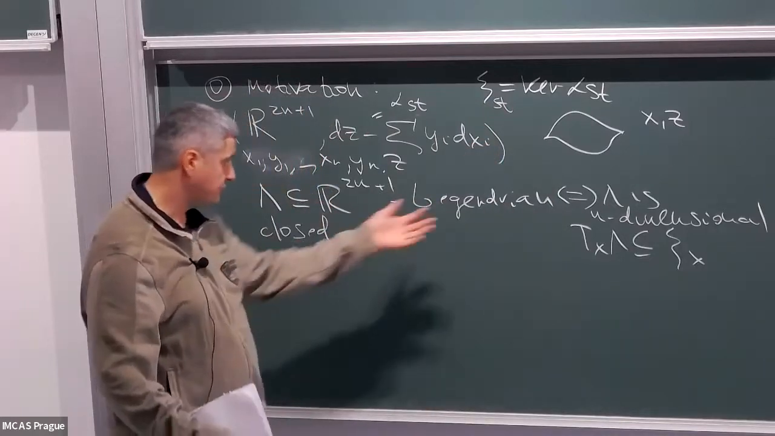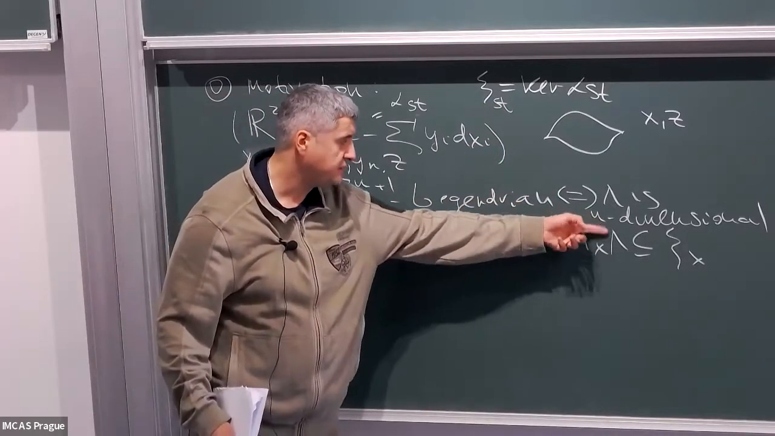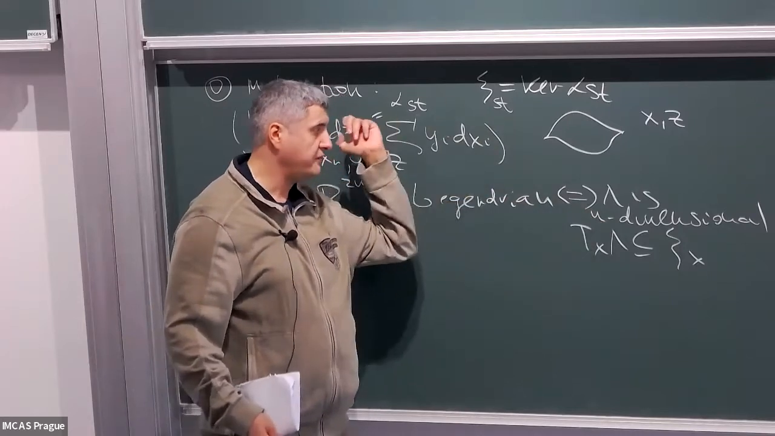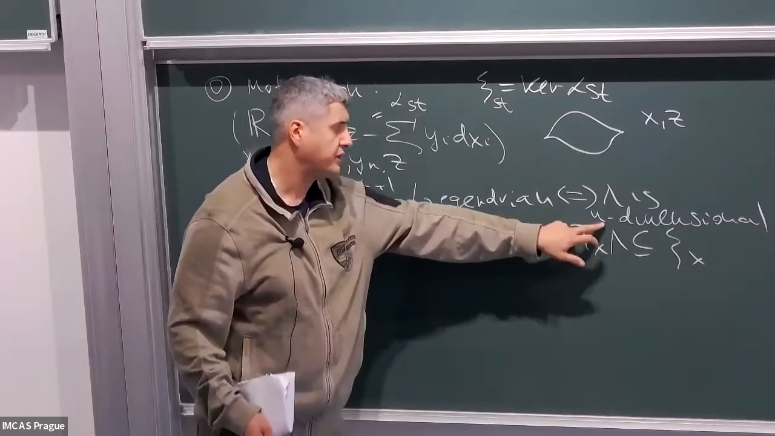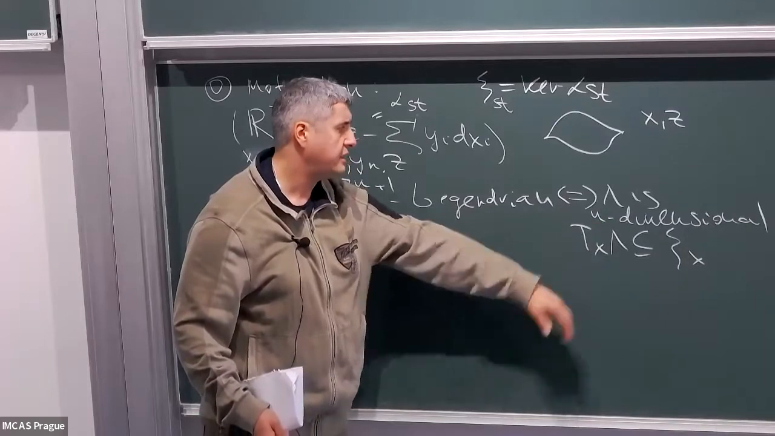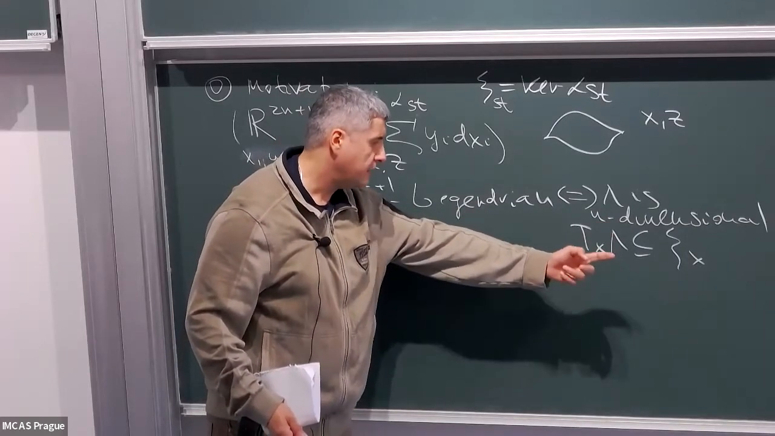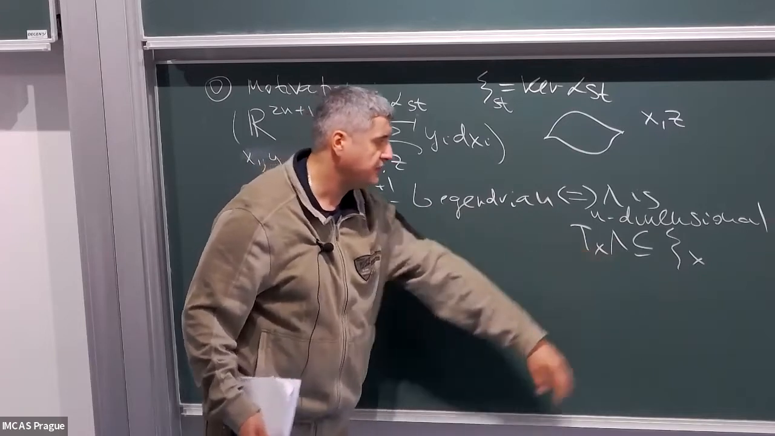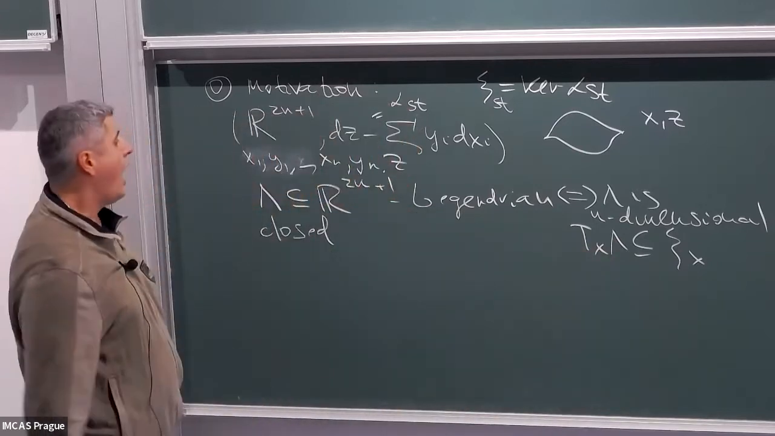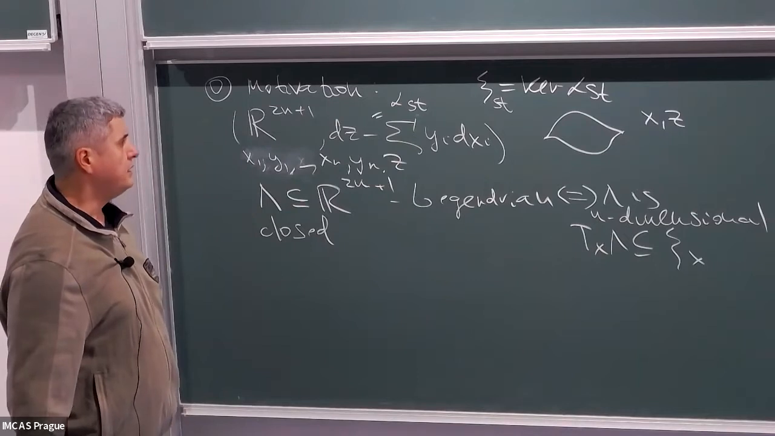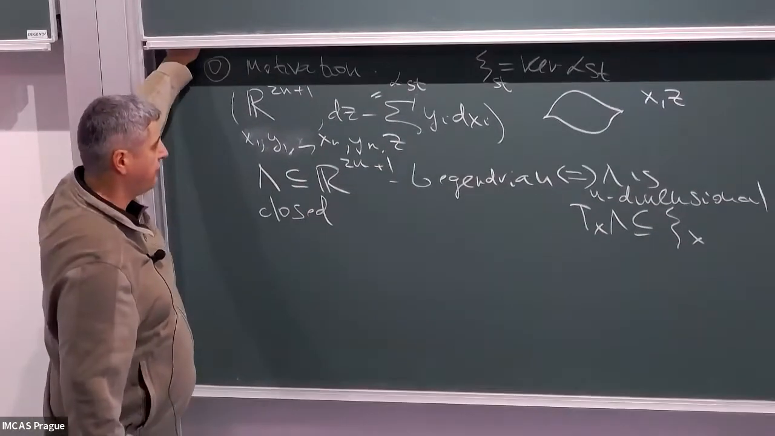But this type of notion can of course be extended to higher dimensions. Once again, Legendrian just means that if our manifold is of dimension 2n plus 1, then here we will have something of dimension n, and the tangent space to our submanifold will be a part of the contact structure. And the motivation comes from the following thing.